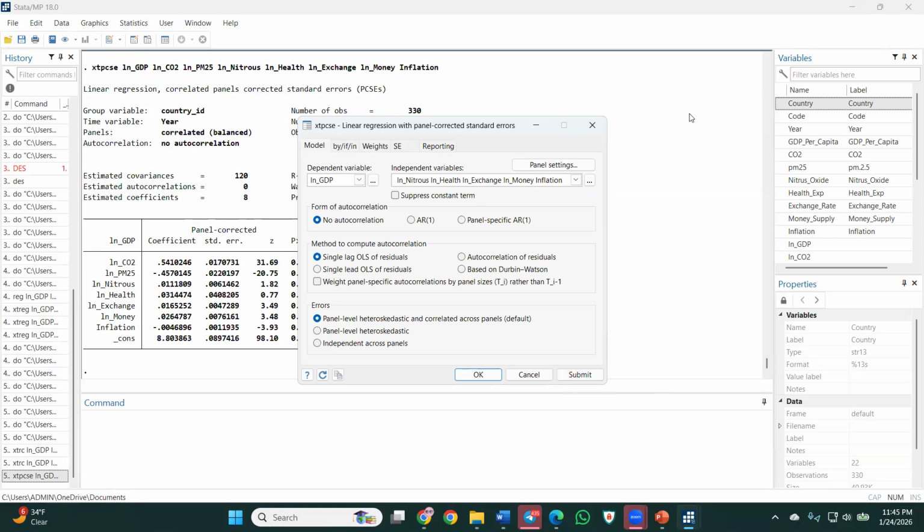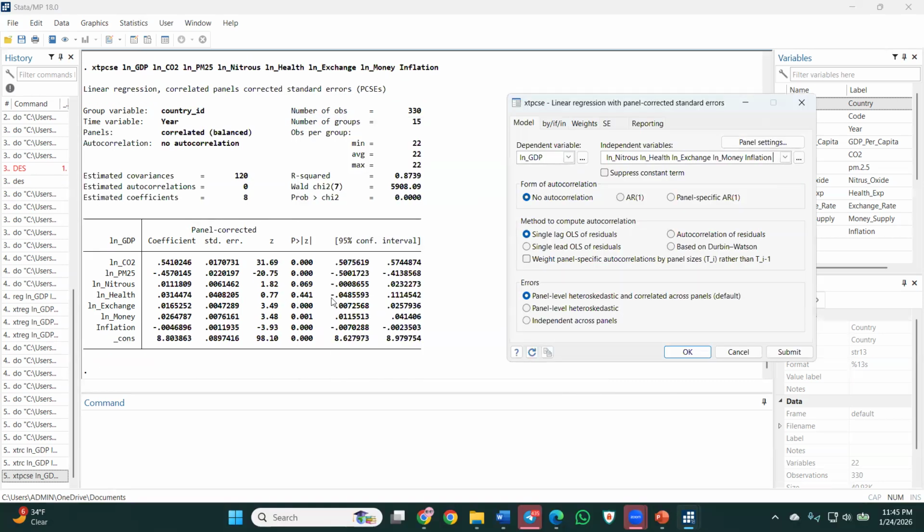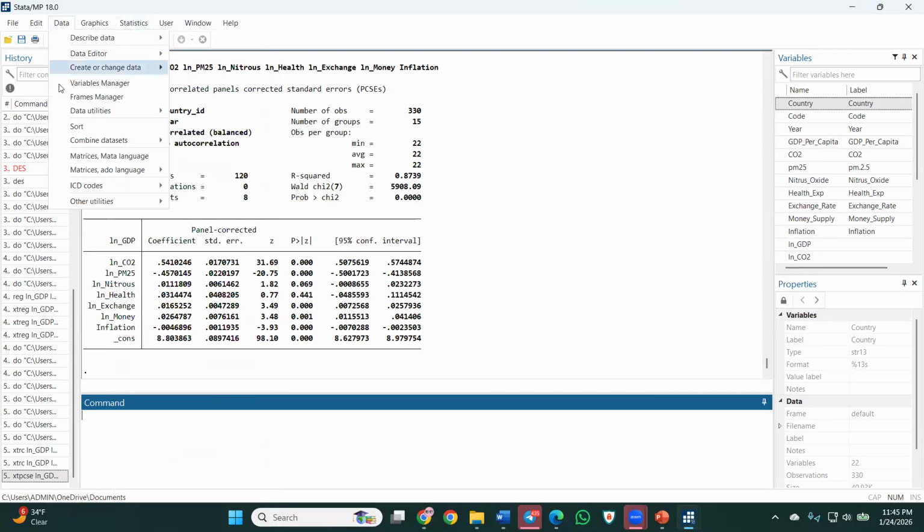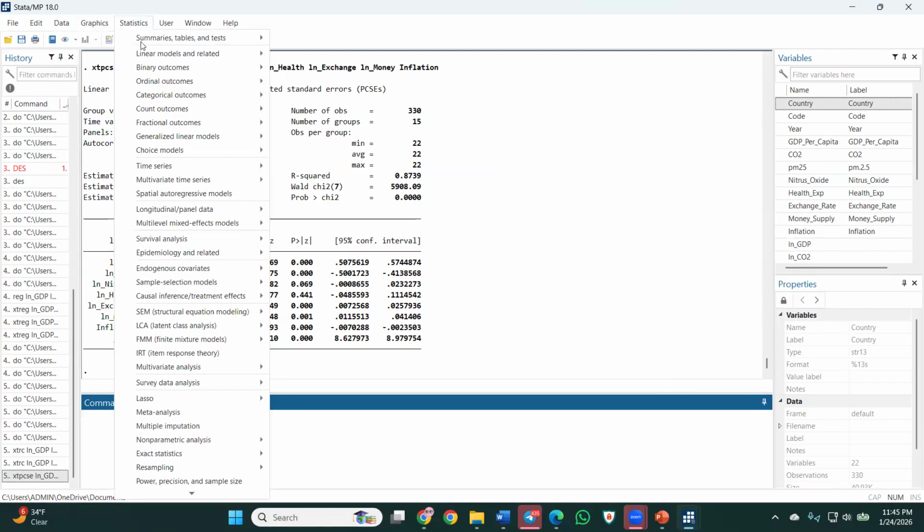Okay, so you see that I've run it. We are having a good result here. So this one, I didn't use any code. I just ran it from the STATA. So there are a lot of models here which you don't need codes.